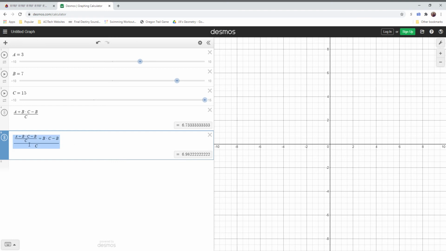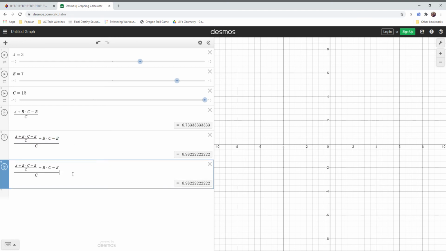I'm going to take this again, and hopefully I don't bore you too much here, but we're going to do the same thing again. We're going to add b, multiply by c, subtract b, and then take the whole result and divide it by c. Now, how many times have I done this so far? We have done it 1, 2, 3. So why don't we do this 6 times?